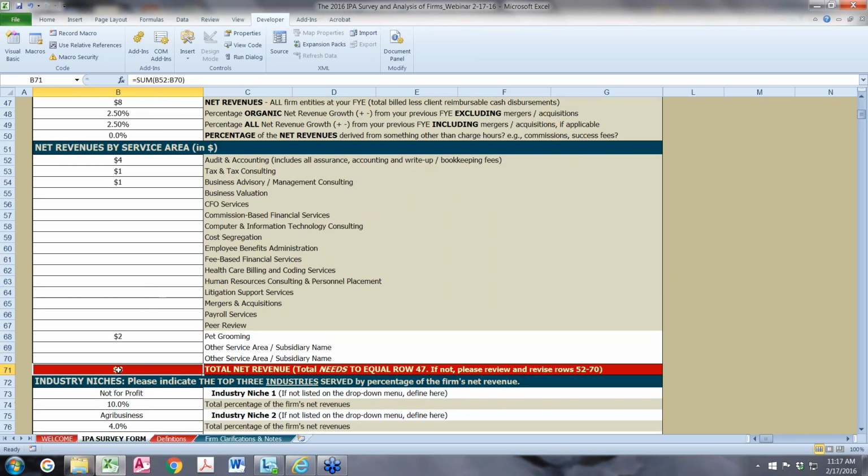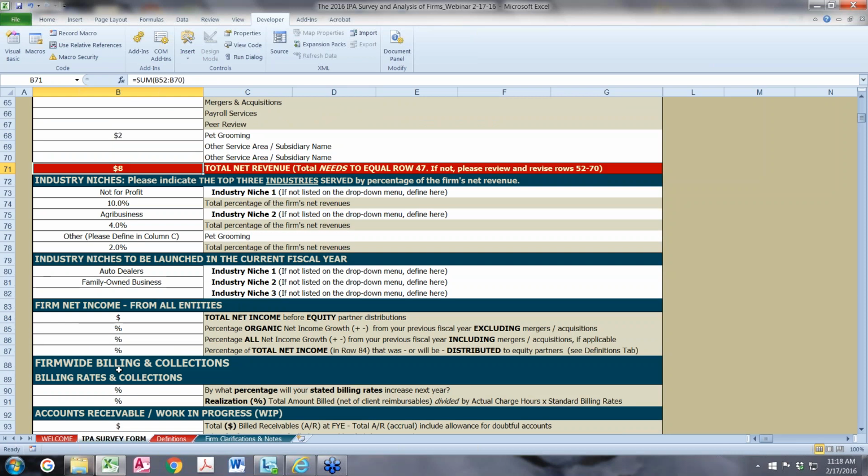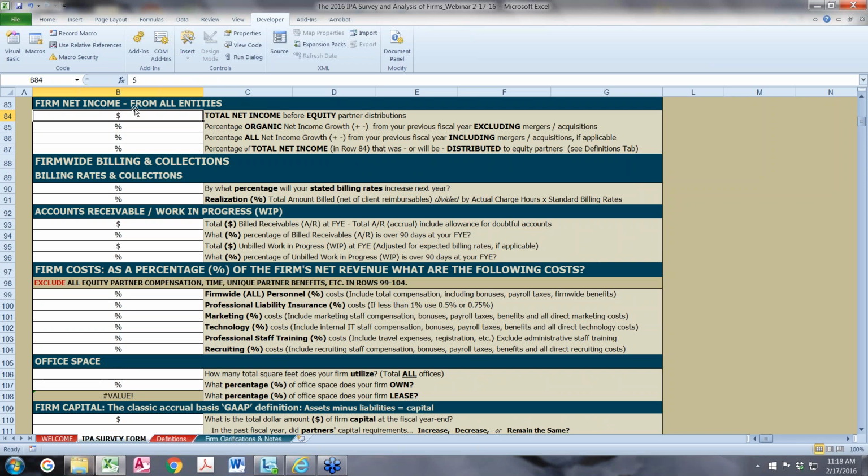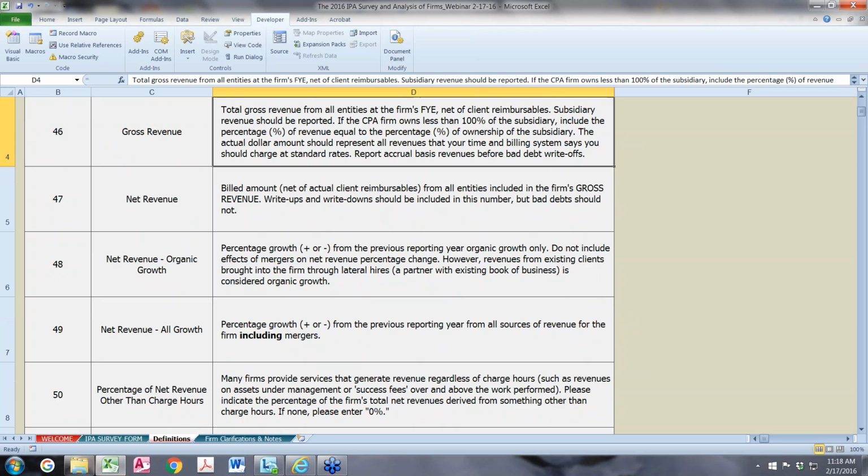So seeing none coming in right now, let's move on to the firm net income area starting on row 84. In row 84, we're looking for the total net income of the firm prior to any equity partner distributions. Let's again jump to the definitions tab for clarification on what we're looking for in row 84.